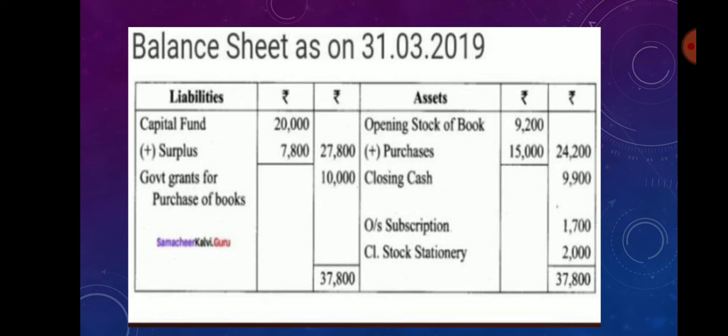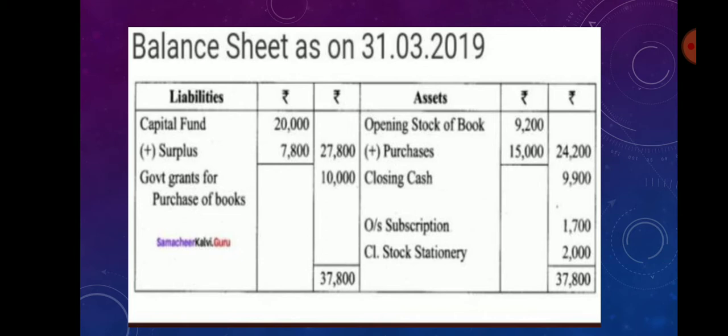Next account, prepare the balance sheet as on 31st March 2019. So liability side, capital fund 20,000, surplus value 7,800. So 20,000 plus 7,800, totally 27,800. Government grants for purchase of books 10,000. And then asset side, opening stock of book. The opening stock of book 9,200.